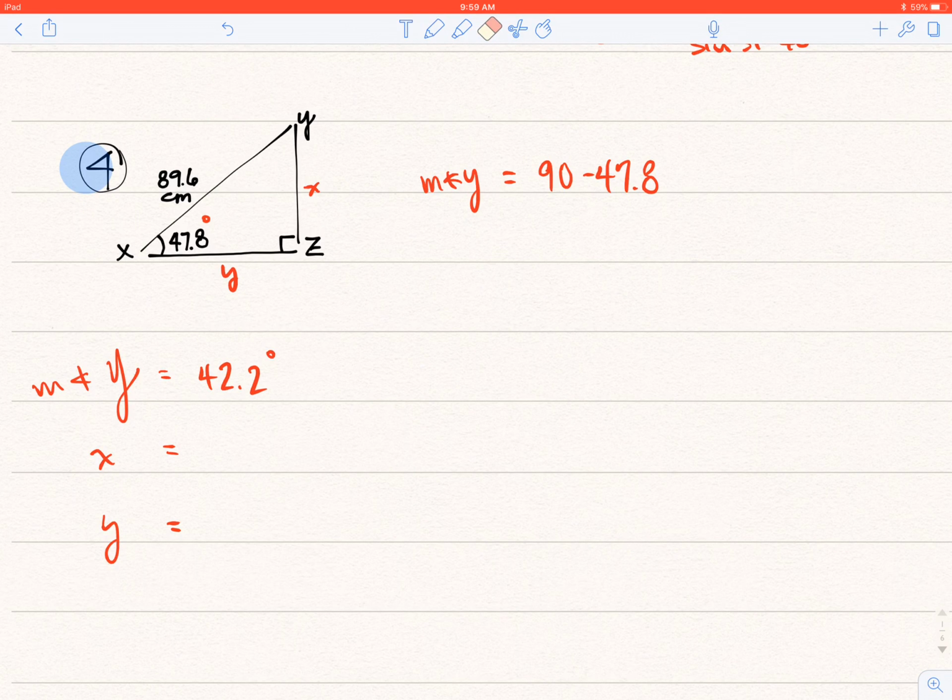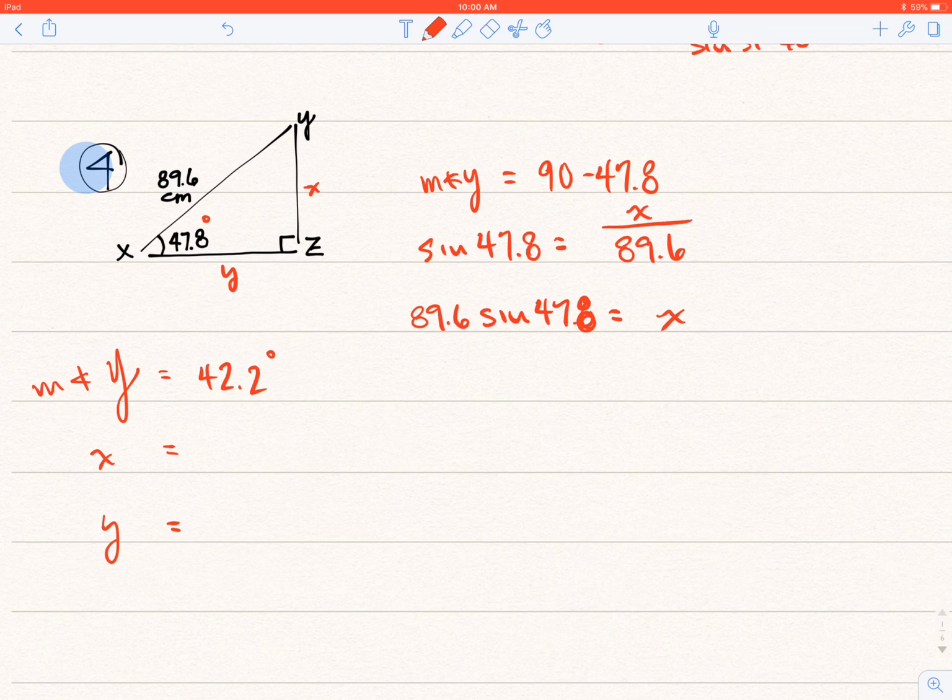So now I'm going to find x and y separately. Notice that according to the angle I've been given, this is my opposite, this is my hypotenuse. So that's going to be sine. Set up an equation. Sine of my angle, 47.8, is going to be opposite x divided by hypotenuse, 89.6. Multiply on both sides by 89.6, and you're going to get an x out. Again, you're in degree mode because we're working in degrees. So go ahead, type that into your calculator. And you should get 66.3761. In this case, it's centimeters.